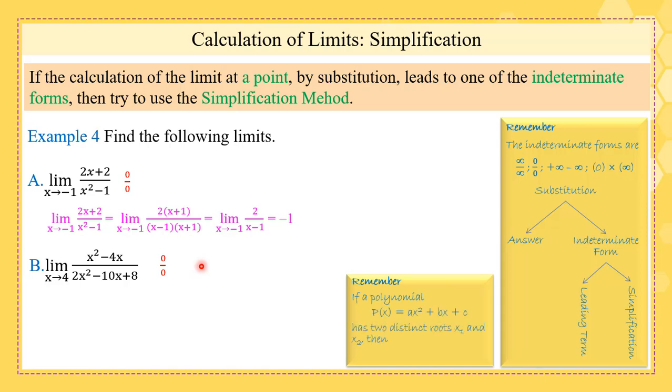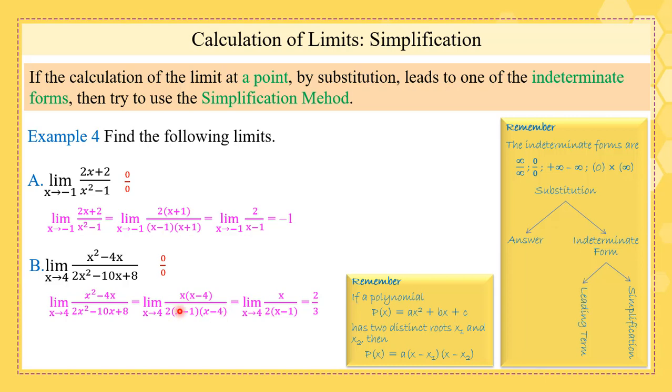If the second degree polynomial has two distinct roots, x1 and x2, then its factorized form is a into x minus x1 into x minus x2. Now, in this case, specifically, we can see that it is a second degree polynomial and it has two roots, which are 1 and 4. And if we want to factorize the denominator, we get a into x minus 1 into x minus 4.